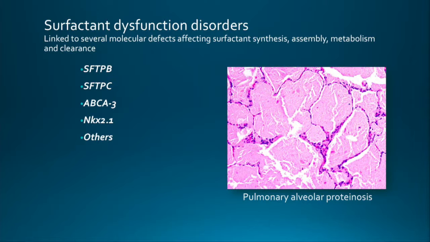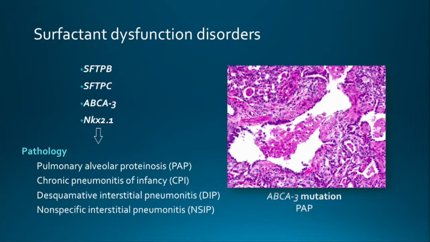But if you go to the next slide, what you're seeing is a more typical case of what we see in the setting of neonatal surfactant dysfunction disorders, or those that present in the neonatal period. Here's a case of an ABCA3 mutation with what we call PAP, pulmonary alveolar proteinosis, but here it's a little more chunky, and there's quite a bit of exuberant lung remodeling.